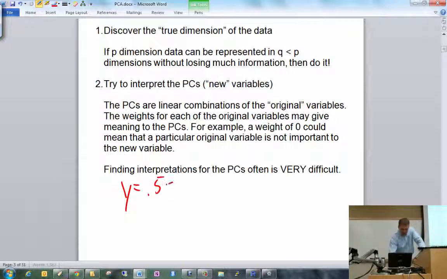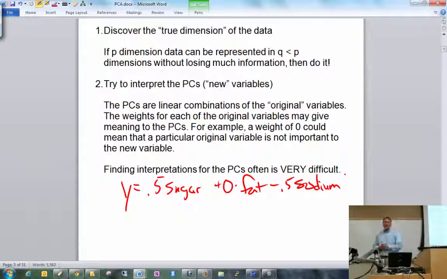We'll relate it to the cereal data. So y is equal to 0.5 times sugar plus 0 times fat minus 0.5 times sodium. Let's just say that this is the principal component, a new variable. What we can see here, if we want to interpret this principal component, what does it represent in terms of our data? It's simply a contrast between sugar and sodium. That's it. Notice fat doesn't play a role at all. So that's what we're going to be looking at to try to interpret these new variables.